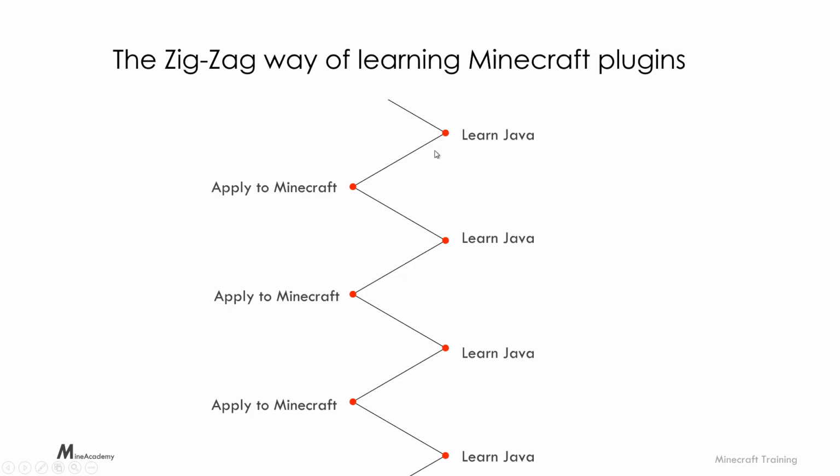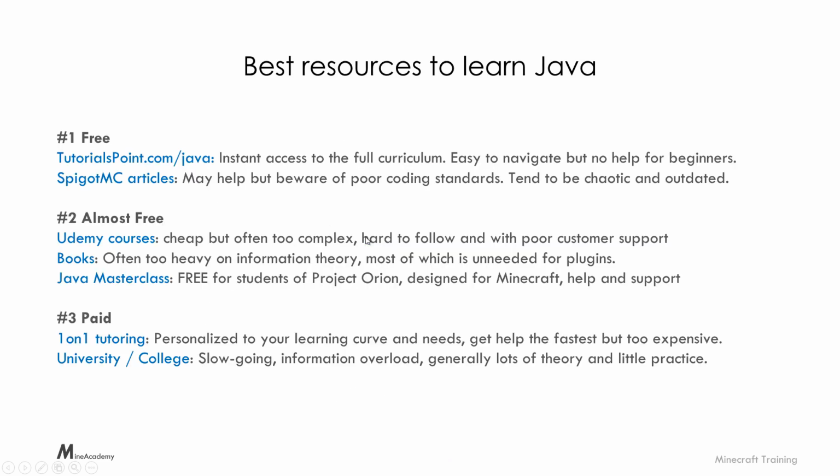So that's why I recommend the zigzag way. Because you want to learn Java, you're going to have high purpose behind it, because you want to apply it to Minecraft as quickly as possible and as much as you can, and then go back to Java and then back to Minecraft. So this is the way to go, and trust me, just test it for a month or 2 months, and then you're going to get massive results out of it.